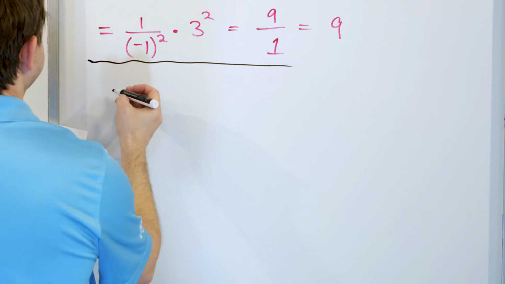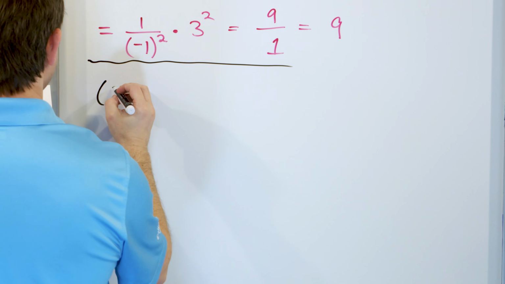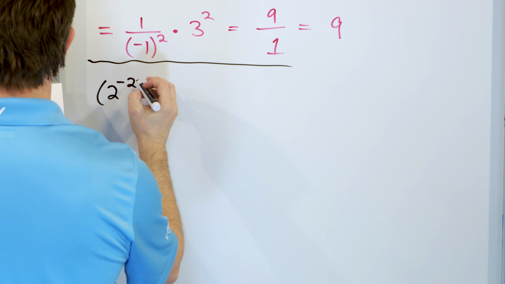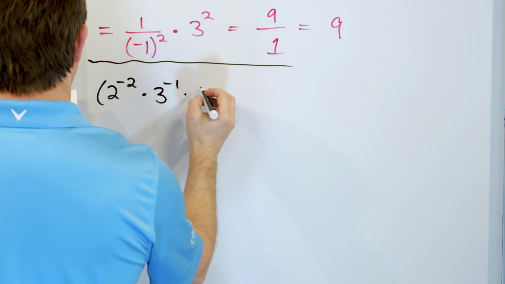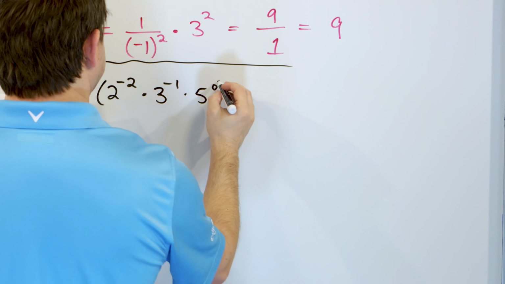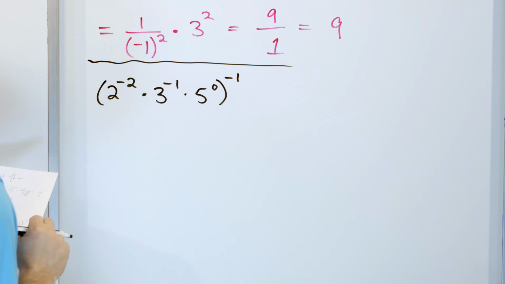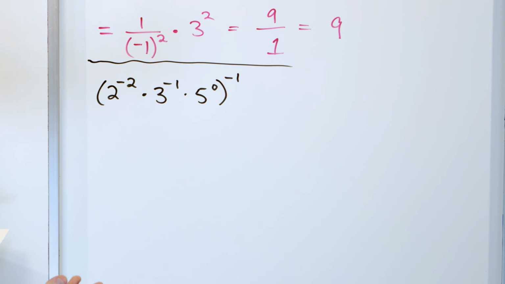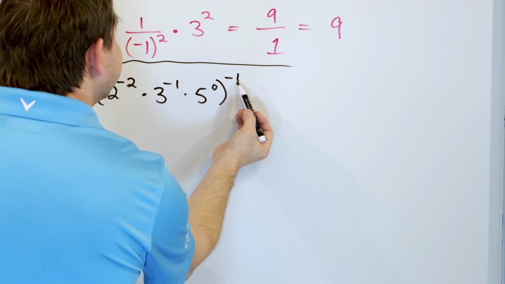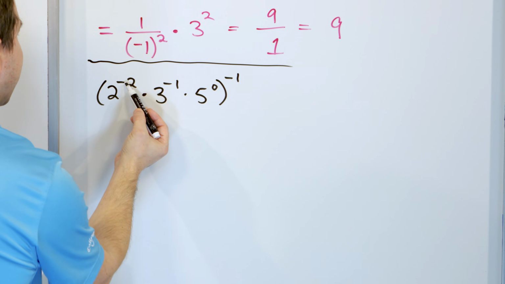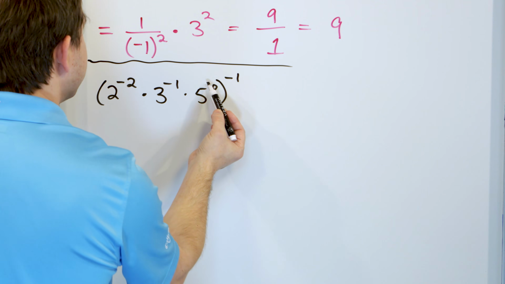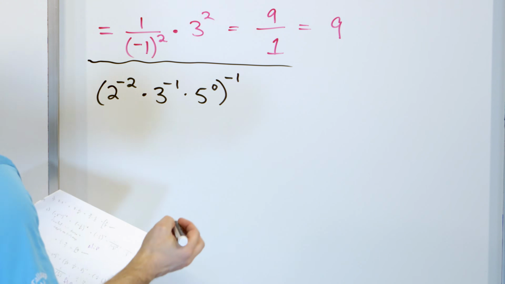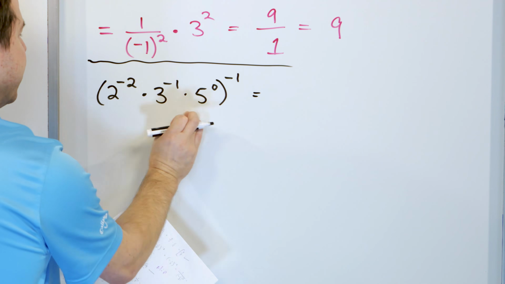Now, what if I have 2 to the -2 power times 3 to the -1 power times 5 to the 0 power, raised to the -1 power? There's lots of ways to do it. I could take this negative exponent and apply it and multiply it times this exponent, and this exponent, and this exponent. That's fine. But in this case, I'm just going to work in the middle first.